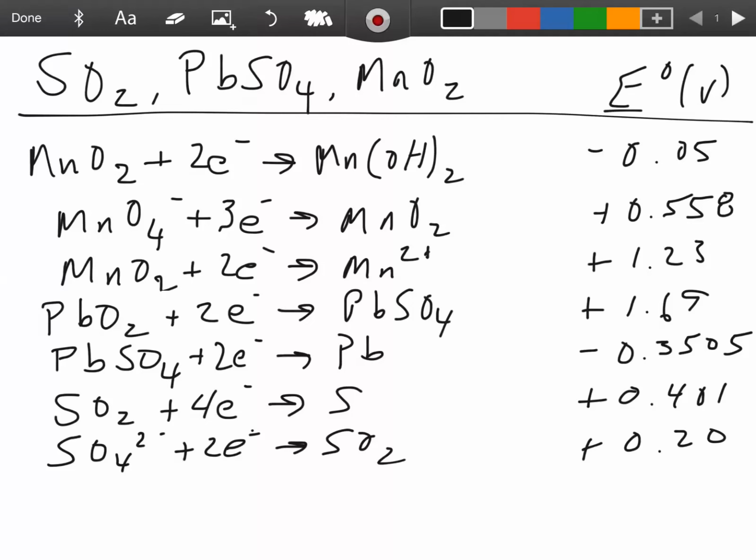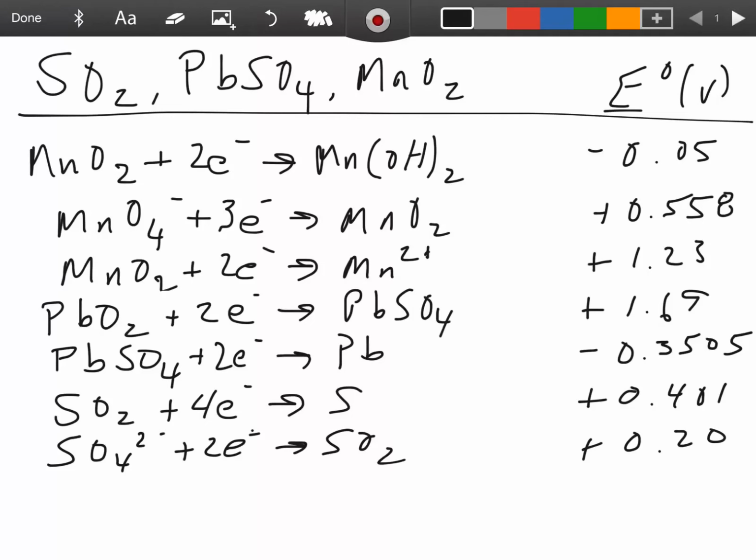Now that we've seen what metals can reduce hydrogen ion H+ to H2 gas easily, let's look at what species make good oxidizing agents and good reducing agents. I want to take a look at these three molecules: SO2, PbSO4 (lead sulfate), and manganese dioxide, or manganese 4 oxide.